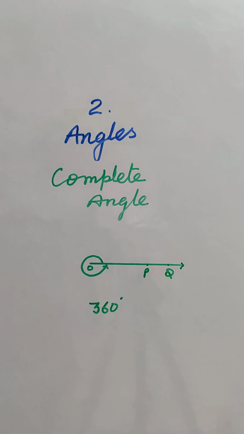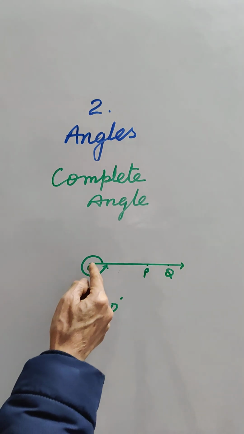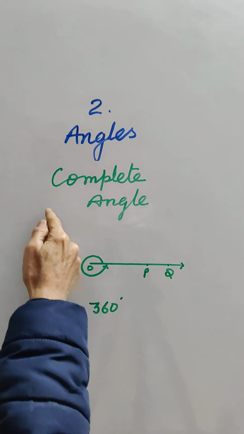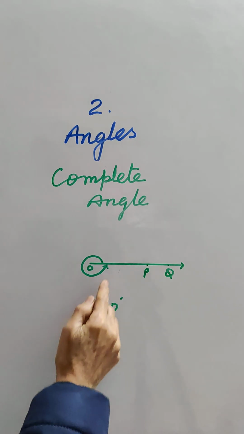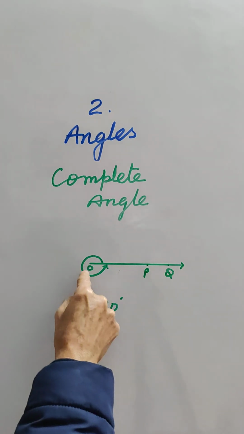Complete angle. An angle whose measure is 360 degree is called a complete angle. Here POQ is a complete angle since its measure is 360 degree. It is used to measure the sum of all the angles at a point. Suppose at point O there are so many angles, so we use that the sum of all these angles at a point is 360 degree.